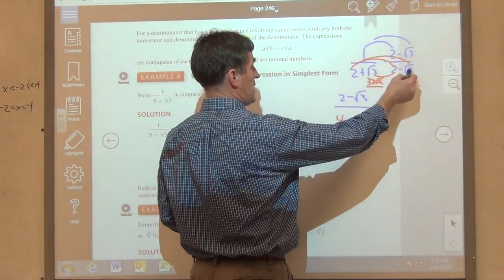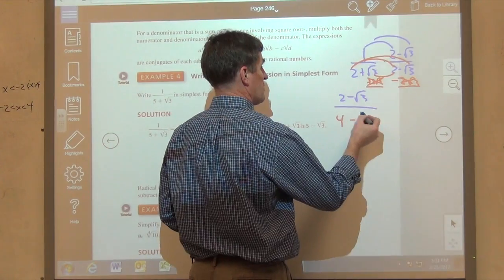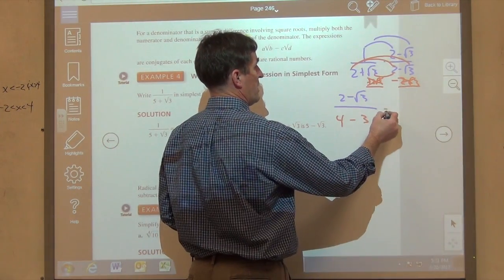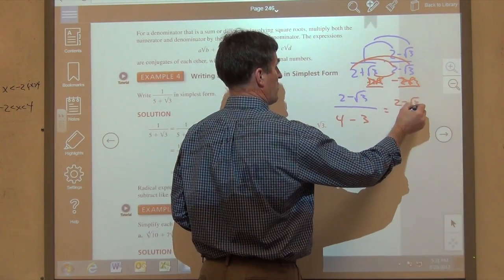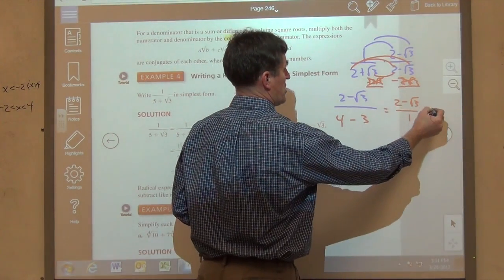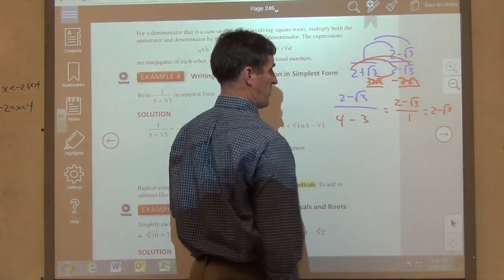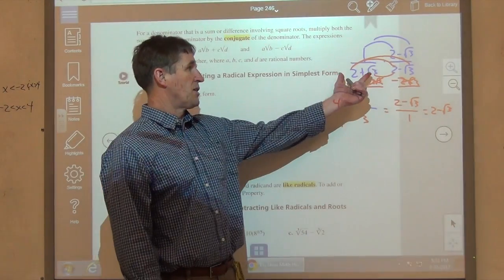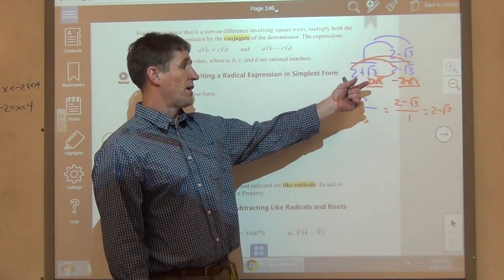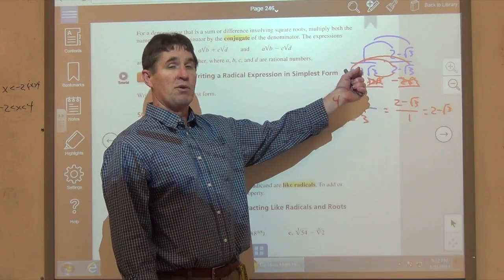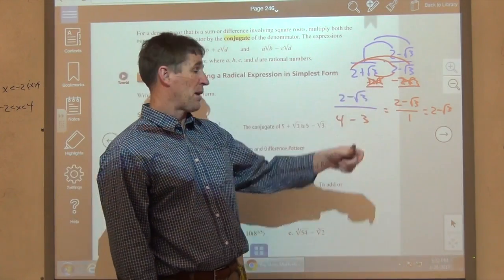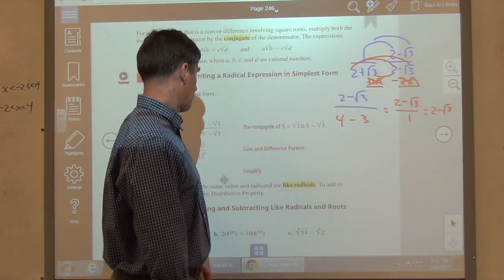And then I get square root of 3 times negative square root of 3, which would be negative square root of 9, which is negative 3. So I get 4 minus 3 is 1, so 2 minus the square root of 3 over 1, which is just 2 minus the square root of 3. So when we have a binomial, 2 terms down here with a square root or an imaginary number, we're going to have to multiply by the conjugate to get rid of it.